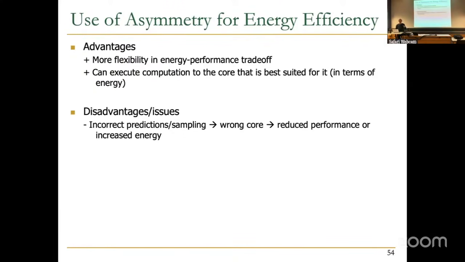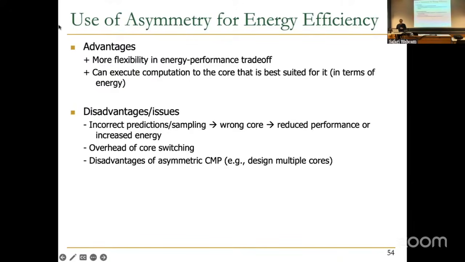Whole program migration, because if you do that now, you need to warm up your caches in the other core also. Okay, there's overhead of core switching, which is part of whole program migration. So these are actually relatively similar to the disadvantages that we see. I think incorrect predictions are actually very dangerous here. Yeah, you need to design multiple cores, but if you already have them, maybe that's good, or you could argue that that's good at least. It reduces your design effort.